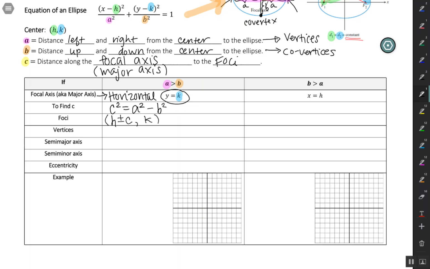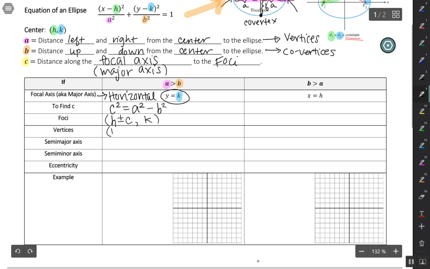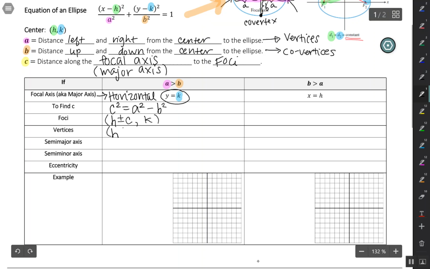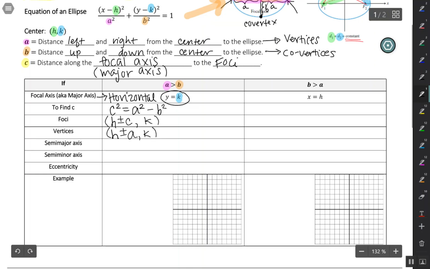The vertices are going to be whatever the h is. Remember, h and k is the center. So we're adding or subtracting something from the center to get new points. So the vertices are going to be (h plus or minus a, k). So just kind of imagine that.